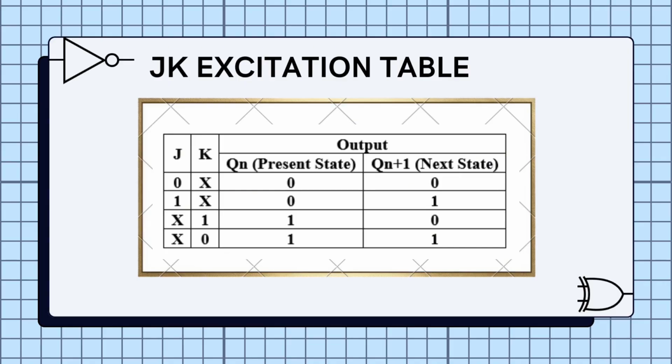If the present state is 0 and the next state is 0, J equals 0, K equals X, don't care. If the present state is 0 and the next state is 1, J equals 1, K equals don't care. If the present state is 1 and the next state is 0, J equals don't care, K equals 1. If the present state is 1 and the next state is 1, J equals don't care and K equals 0. By applying this rule, we can determine the required J and K inputs for each flip-flop in the counter. This prepares us for the detailed excitation table shown in the next slide.